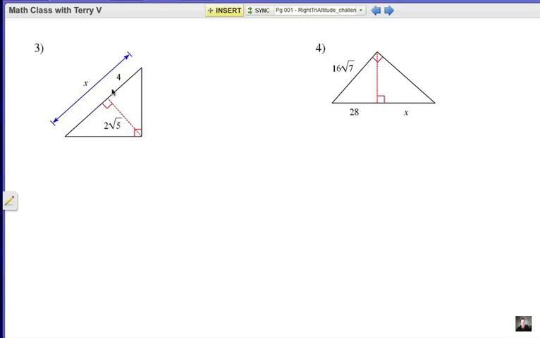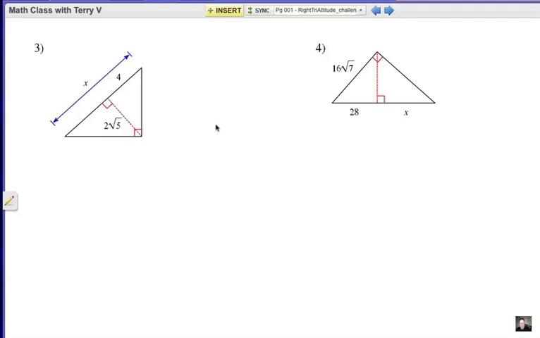All right, for number 3, we're solving for x on both of these, and x is the hypotenuse. This part of the hypotenuse is 4. The altitude as labeled there is 2 radical 5. So using what you know about the altitudes of these right triangles and how to write a geometric mean proportion, see if you can solve for x. Number 4, this leg is 16 radical 7. This part of the hypotenuse is 28. This other part of the hypotenuse is x, and we do not know the height of the altitude. So give that a try. Go ahead and hit pause.